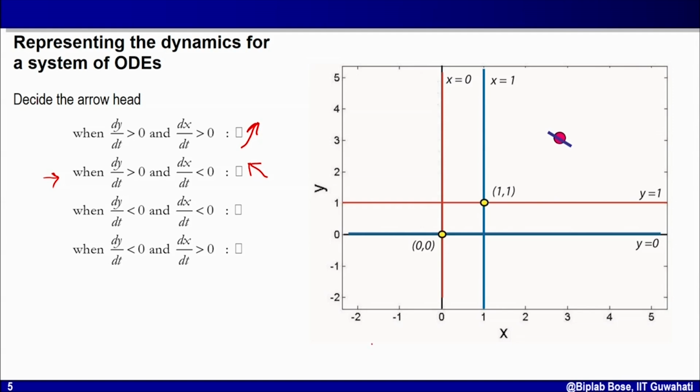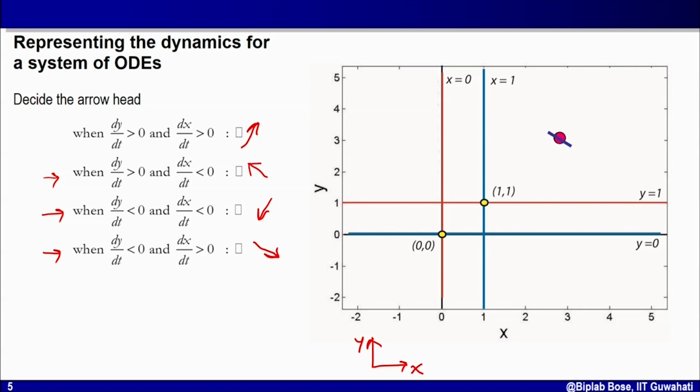Remember, in my plane I have x on the horizontal axis and y on the vertical axis. When dy/dt is less than 0 and dx/dt is also less than 0, that means with time both y and x will decrease, so I can have an arrow in this direction. When the fourth case comes, when dy/dt is less than 0 but dx/dt is greater than 0, then I can have an arrow in this direction. That means x will increase on the horizontal axis and y will decrease on the vertical axis. So this is the thumb rule that we can use, and it's a very easy thumb rule.